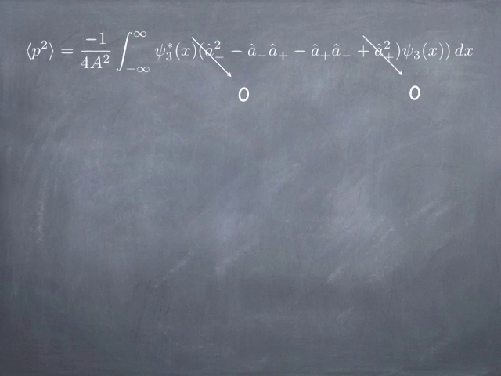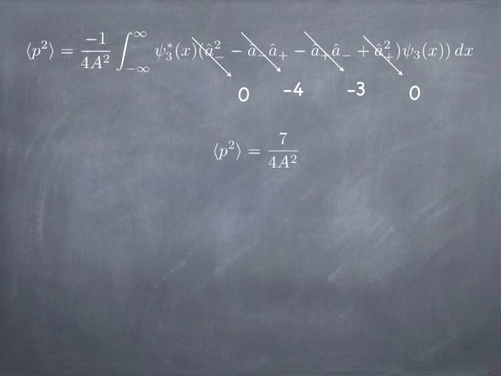But the only difference is I'm going to have a negative 3 because I'll get the square root of 3 twice. The other term, I'm going to get the square root of 4 twice. So what I wind up with is just minus 7. And of course there's a minus sign outside, so the answer is 7 over 4a squared. That's super easy. That's so much easier than actually writing out the integral.